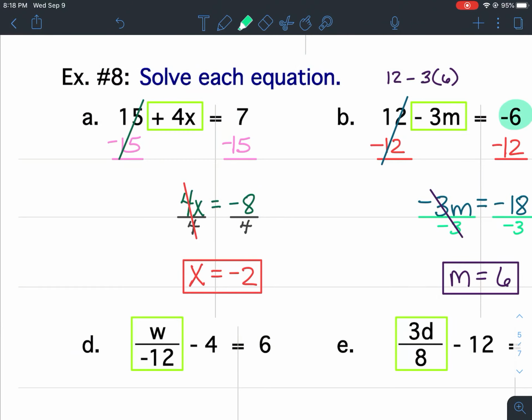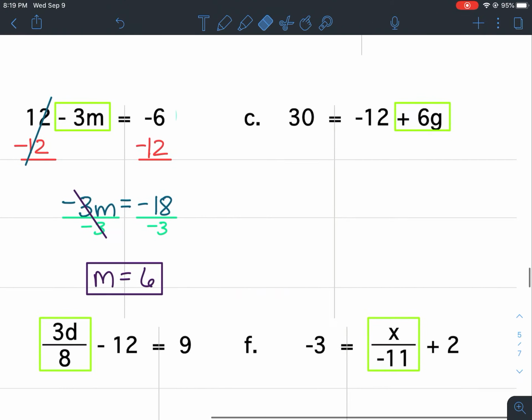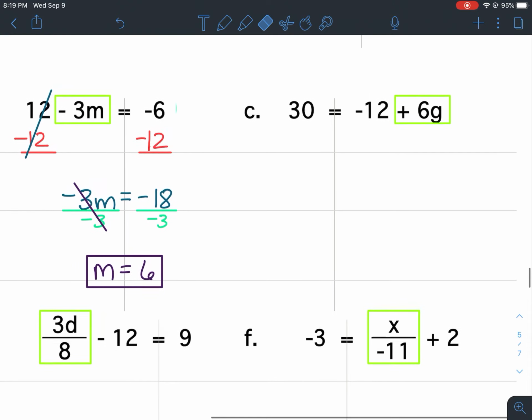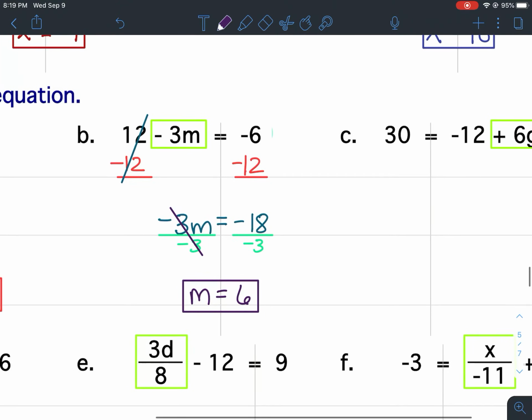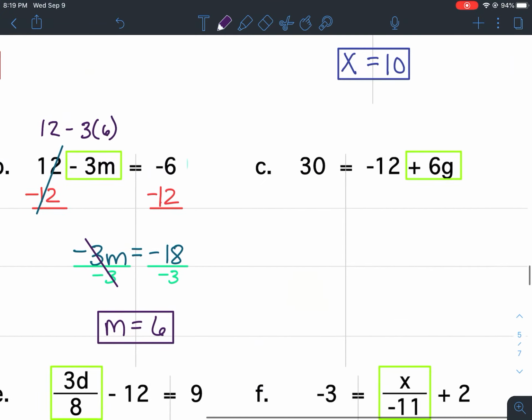There is no reason whatsoever to miss any of these problems if you're putting them into your calculator and checking them. Okay, let's look at C. If you want, you could write up above there 12 minus 3 times 6 so you understand how to check it. How about for A, we write up above 15 plus 4 times negative 2. That's how you would check that one.